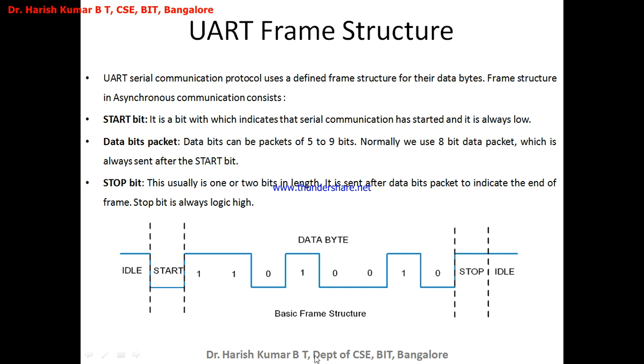Before we go here, just have a look. This is the basic frame structure. I have a byte here. This is my actual data byte which I want to transfer from one device to another device. You can see how many bits are there: 8 bits, 1 2 3 4 5 6 7 8. This is the byte which is my actual data that needs to be transferred from one UART device to another UART device. And this is not the only thing which I'm sending.